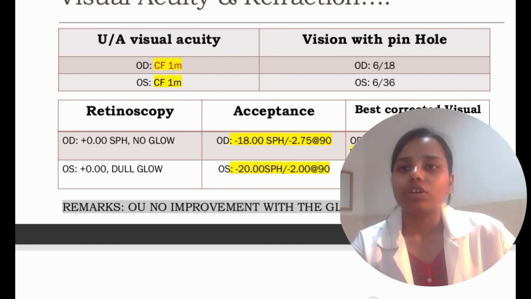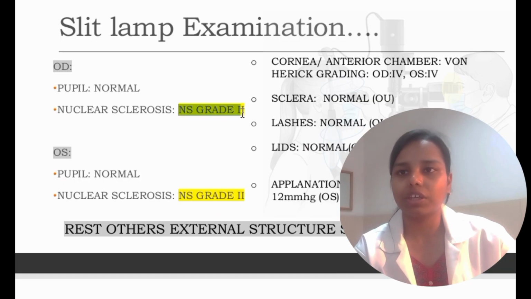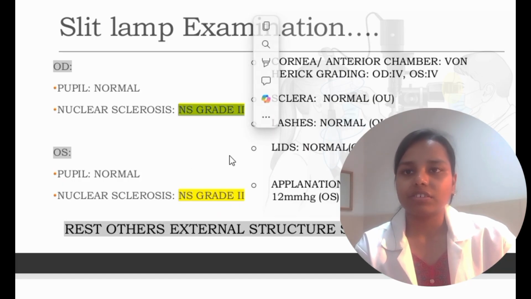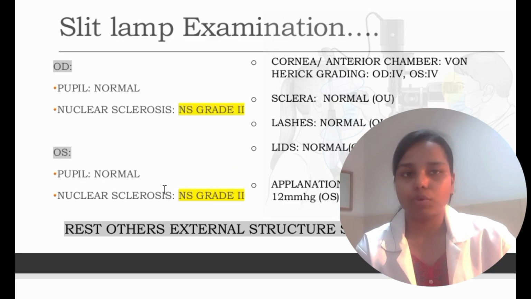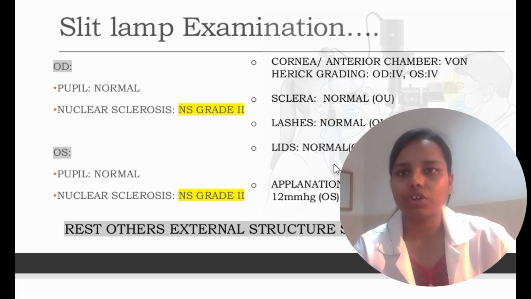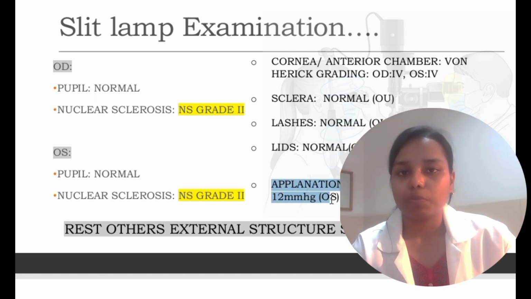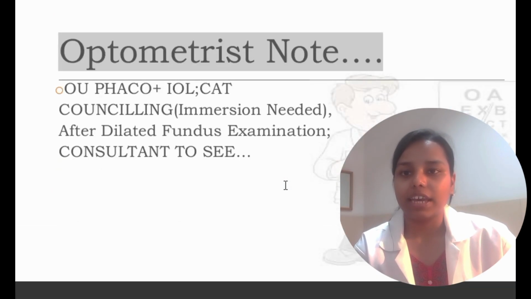Here comes the slit lamp examination. The nuclear sclerosis shows NS grade 2 cataract in both eyes. Cornea was normal, and the external structures show normal only. Point to be noted: applanation tonometry is 10 mmHg for the right eye and 12 mmHg for the left eye. We need to focus on what the AT value is.